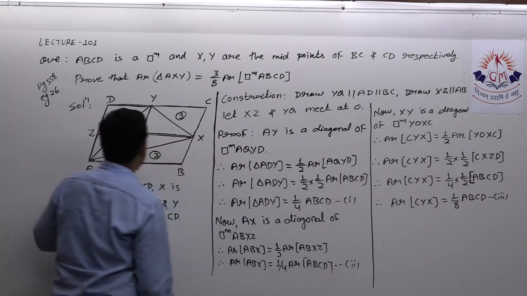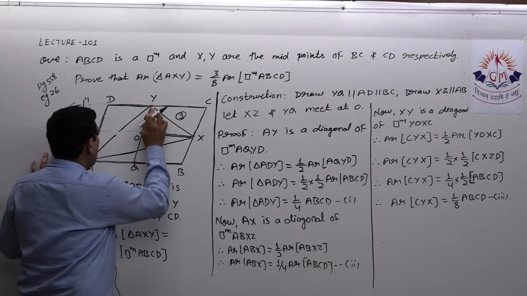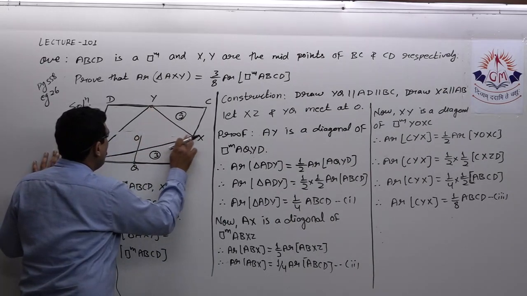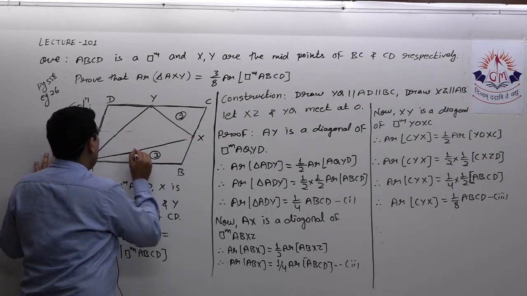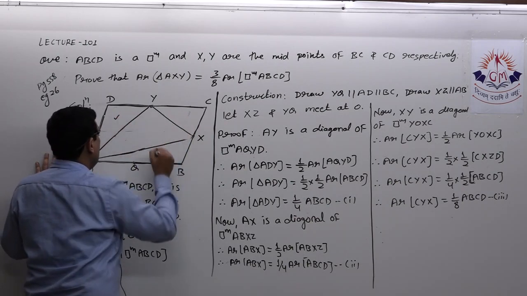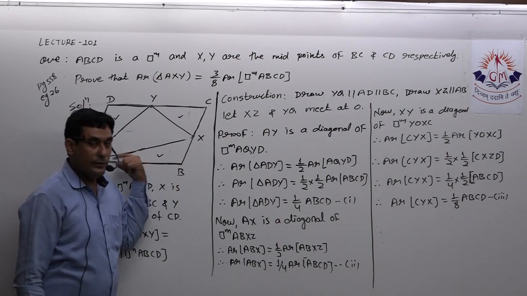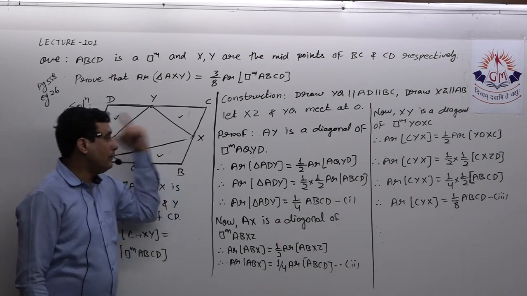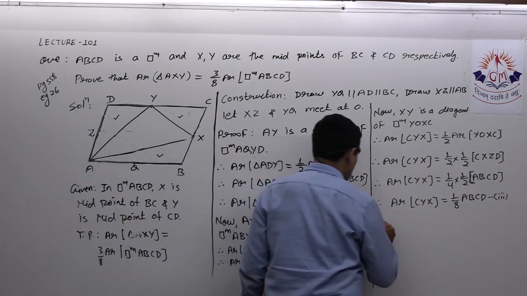Okay, so now I got the area of these three triangles. So now for a better understanding, for a while I am removing all these constructed portions. Okay, now we have area of this triangle as well as this triangle. So if I subtract the area of these three triangles from the complete parallelogram, I will get the required area.